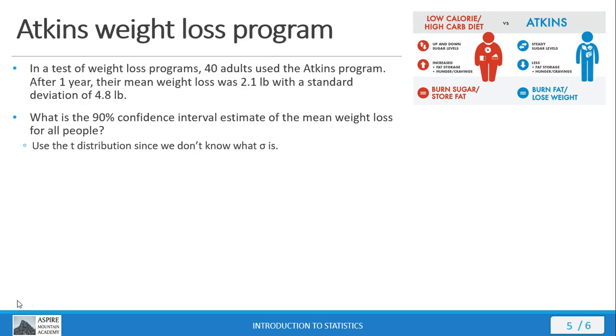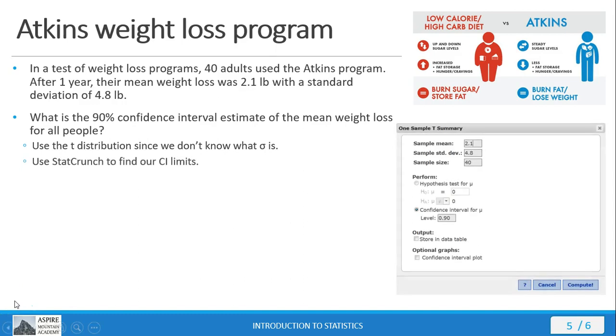We're going to use the t-distribution since we don't know what our population standard deviation is. Again, they give us a sample standard deviation for the 40 people, but we don't know what the standard deviation is for all the people in the population. So therefore, that means we're going to use this student t-distribution.